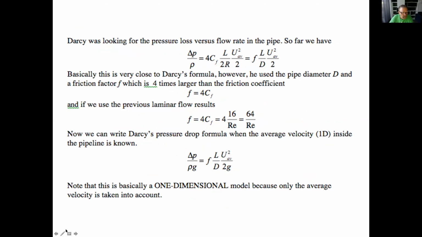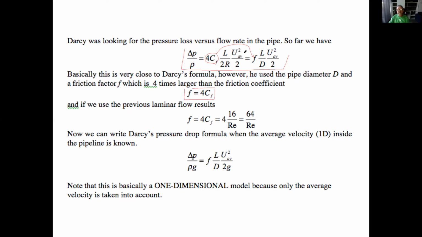So this was my story. Instead of 4 CF, I'm going to call that f, which is the friction factor. He called it friction factor, a different name. We called it friction coefficient. He called it friction factor, and the ratio between them is 4. It's exactly 4. That's how it is.